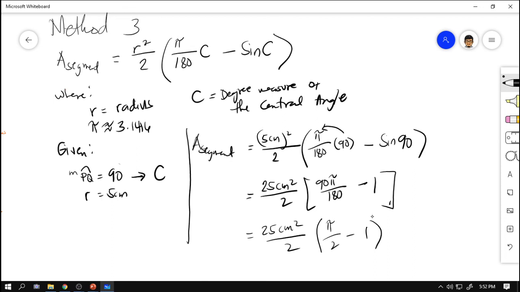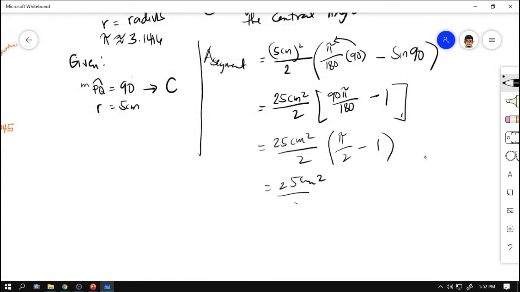Okay? So, pi natin is 3.14. Pi divided by 2 minus 1. So, you will arrive with cm squared over 2 times 0.57. So, kung 25 times 25 over 2. So, the answer is 7.135. So, pareho lang sila. Okay? So, ito yung third way kung paano kuhanin yung area ng segment of a circle.